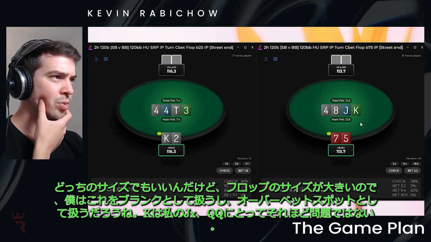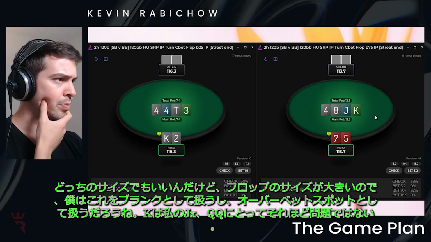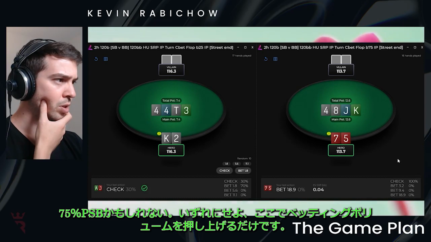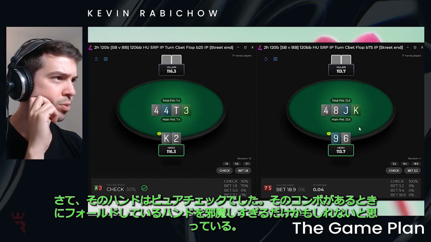I could go kind of either way on this, but I would treat this as a blank. I would treat this as an overbet spot because of the large flop size. The king is not that problematic for my jack X or my pocket queens. Actually, it might be a 75%. Either way, we're just going to push the betting volume here. So pure check with that hand.